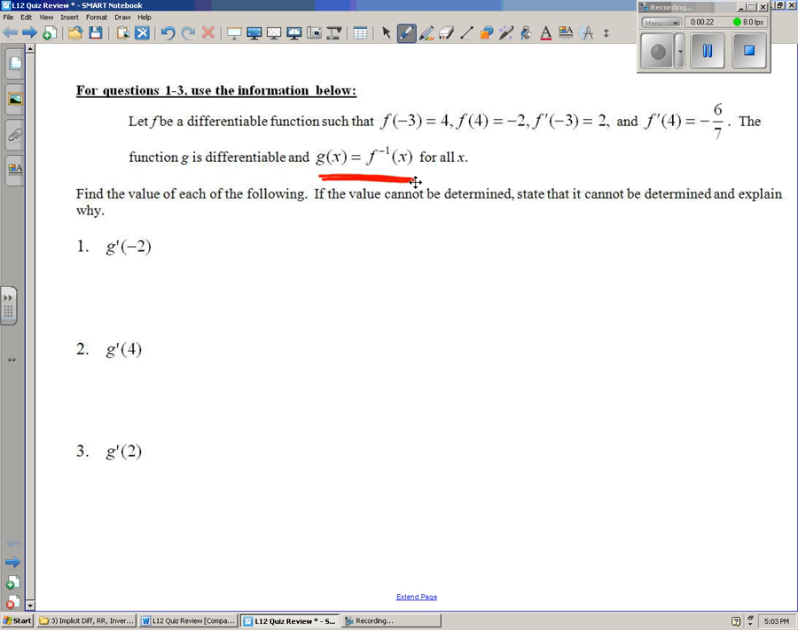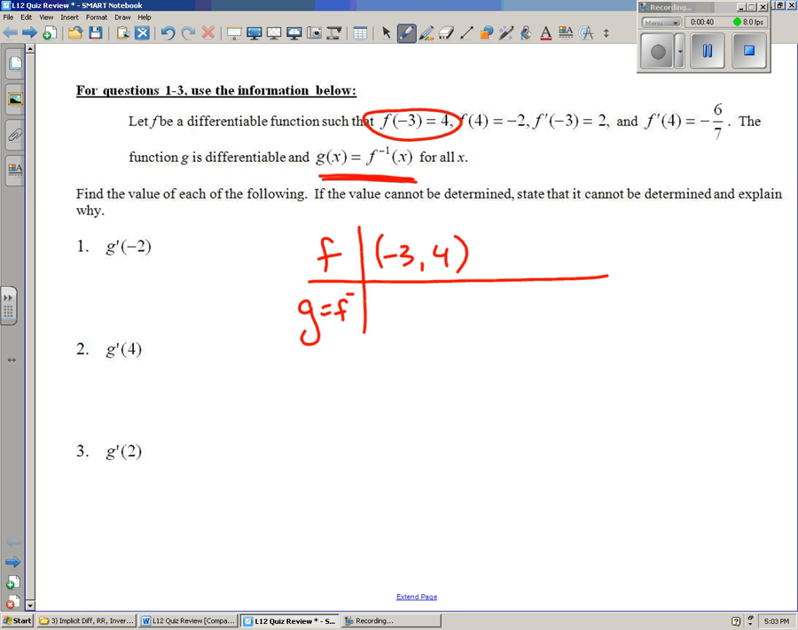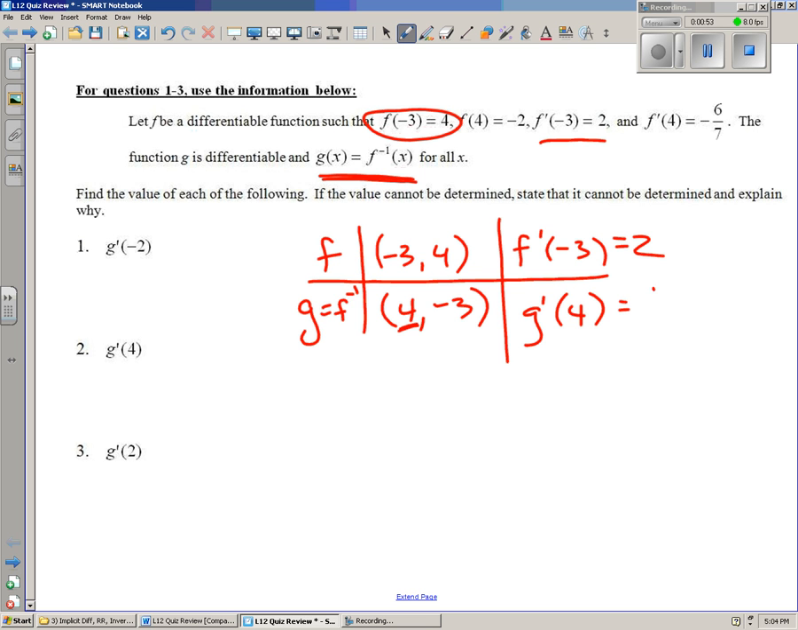So what I like to do is not even look at what these questions are asking for. What I like to do is set up the chart with the given information. So I'll start off with f of negative 3 is 4. So if f of negative 3 is 4, the corresponding point on g, which is the inverse function, is 4, negative 3. And therefore, f prime at negative 3, they told us, was 2. So from this chart, we can figure out g prime of 4, which is 1 over 2. So g prime of 4 is 1 over 2. So that actually answers question 2.